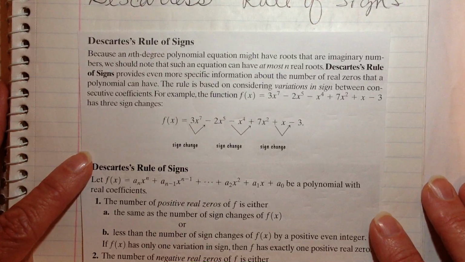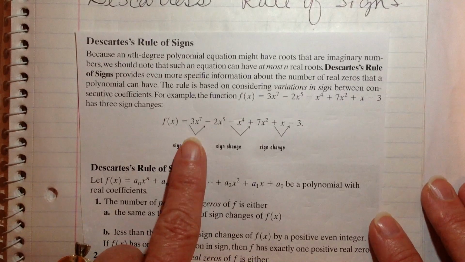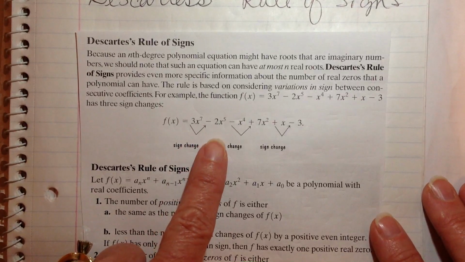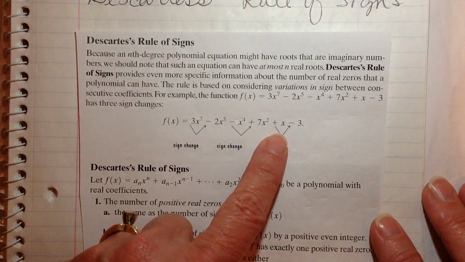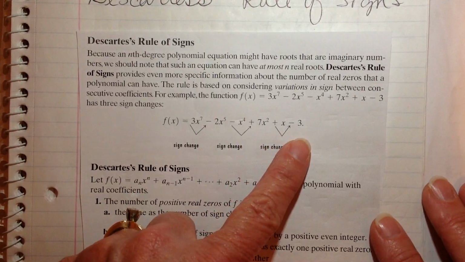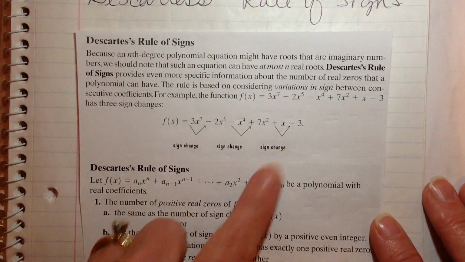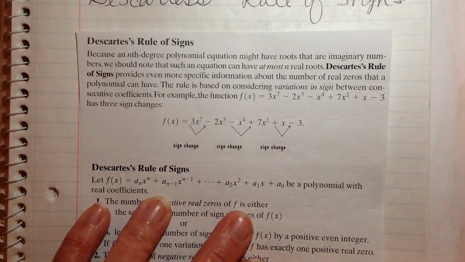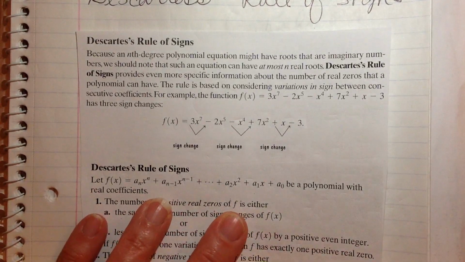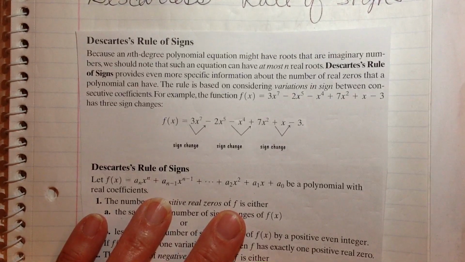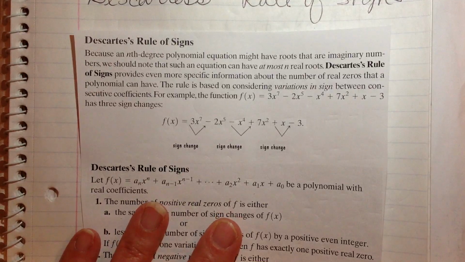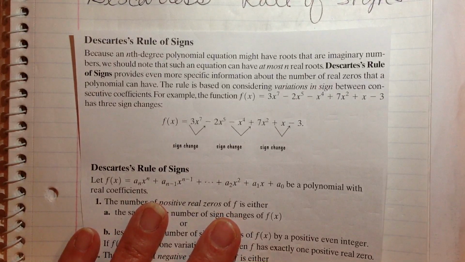For example, let's look at this function: 3x to the 7th minus 2x to the 5th minus x to the 4th plus 7x squared plus x minus 3. What we want to look at is the sign changes. We have a sign change when we go from a positive to a negative or a negative to a positive. That is a sign change. So in using Descartes' rule, we must determine the number of sign changes that the function has.